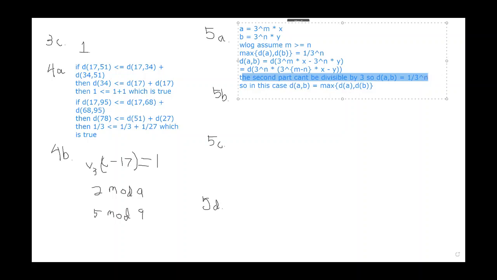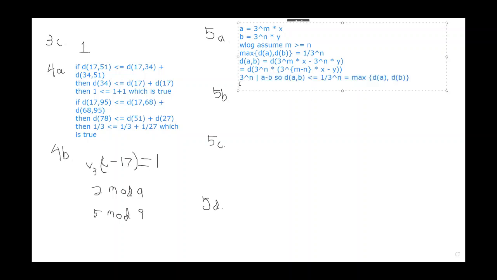So, all right, 3 to the n divides a minus b, so d of a b is less than or equal to 1 over 3 to the n, which equals max of d of a, d of b. But very good though. What you've written here is very useful for an upcoming problem. So savor what you have. I'll just put the more concise version up here.